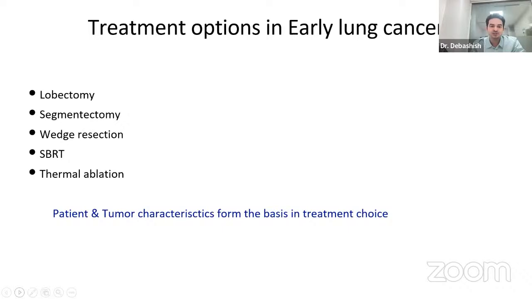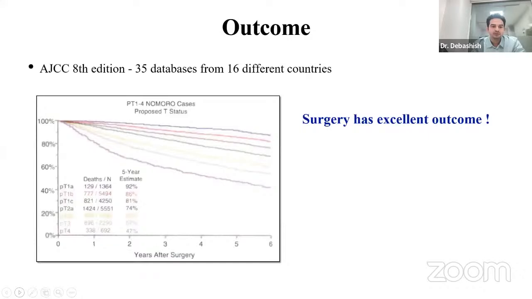So what are the treatment options? If we want to discuss the variety of options which we have for lung cancer, it may be surgery, it may be radiation, SBRT, or it may be RFA thermal ablation. What guides the treatment is the patient and the tumor characteristics. In the previous slide, I had already discussed the excellent outcomes of surgery. It's up to the tune of 92 to 74% for stage 1. And as the tumor size increases, the 5-year survival comes down. So the lesser the tumor size, the better is the survival.